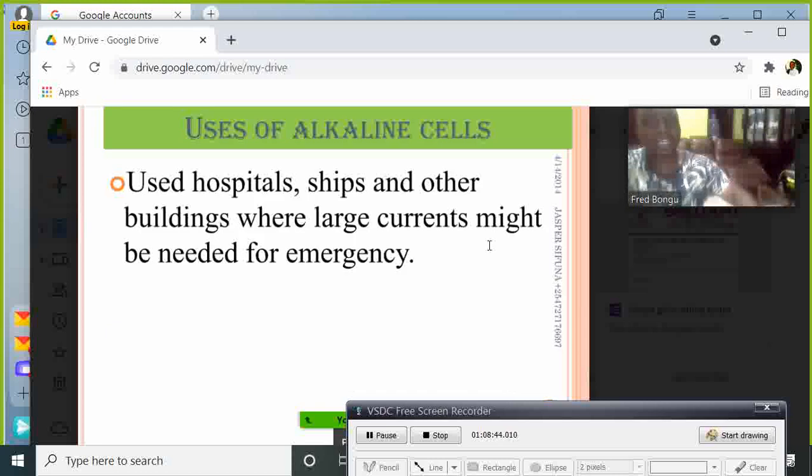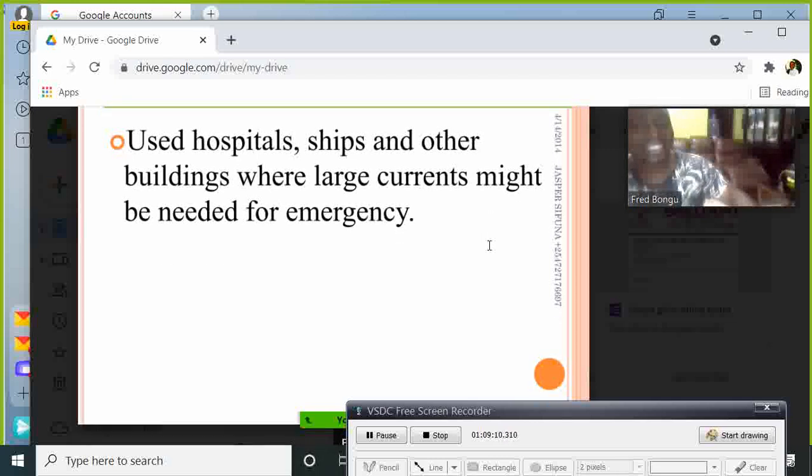Now, they are used in hospitals, ships, buildings. Actually, most alkaline cells are used in buildings that need emergency power, like a lift. In a lift, they use these cells for emergency, not as an alternative when you don't have electricity from KPLC. They are used in the case of an emergency. That's when we use cadmium cells. So that is it for today.